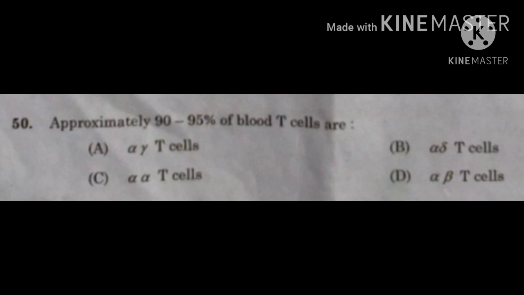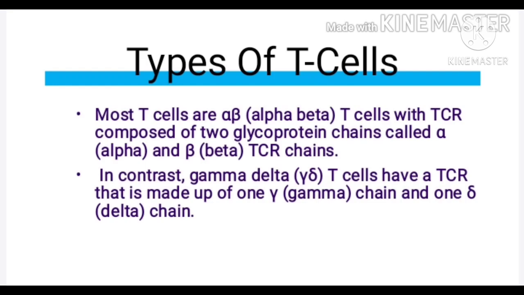Okay. Next question is, approximately 90 to 95% of blood T cells are option A, alpha gamma T cells, option B, alpha delta T cells, option C, alpha alpha T cells, and option D, alpha beta T cells. When you are analyzing the options, you can see the alpha gamma T cells, alpha delta T cells, alpha alpha T cells, alpha beta T cells, like that. All these are types of T cells mainly based on the type of polypeptide chain found in the T cell receptors. So they are mainly classified on the basis of their T cell receptors.